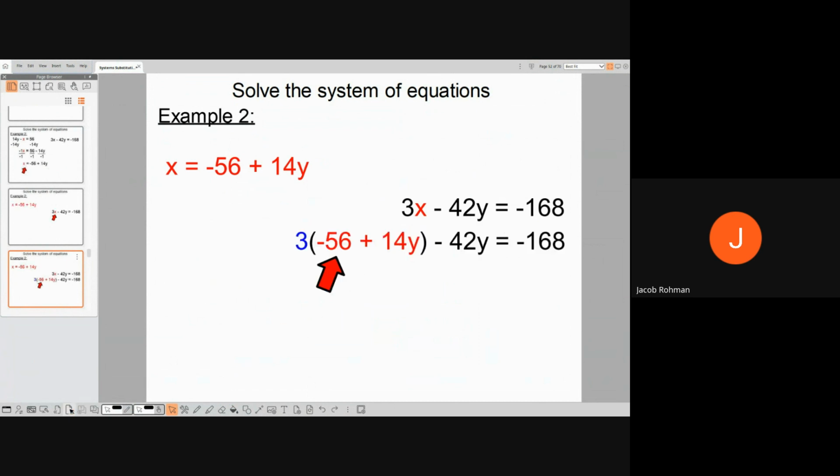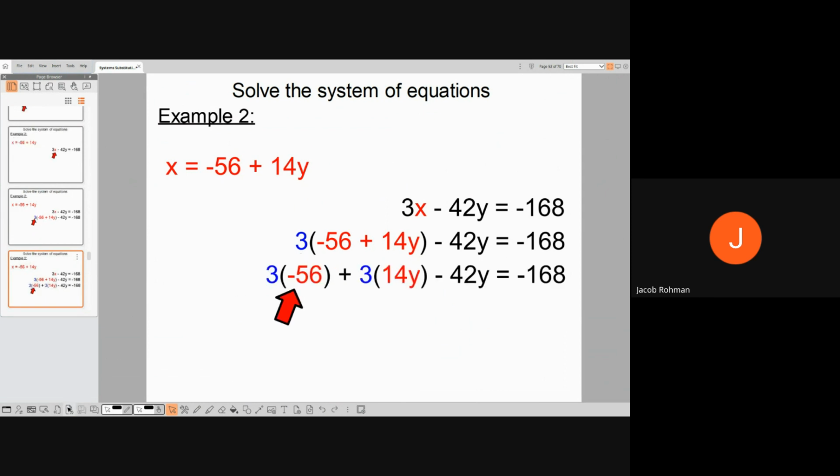So notice what happens. The x gets replaced with the -56 plus 14y. And then the 3 stays on the outside of the parentheses. To break that out of there, we're going to have to multiply that 3 times the -56 and times the 14y. So let's take a look at that. We'd get -168 plus 42y.